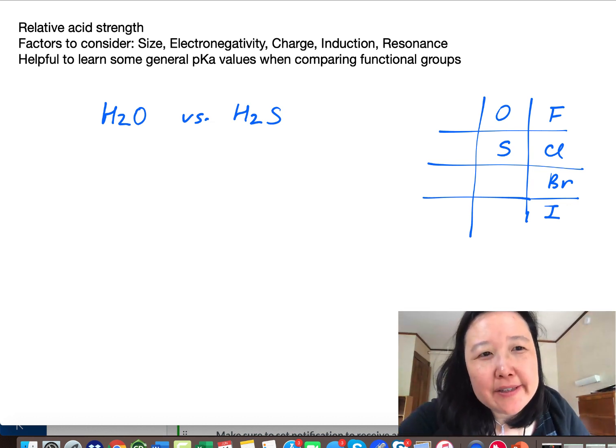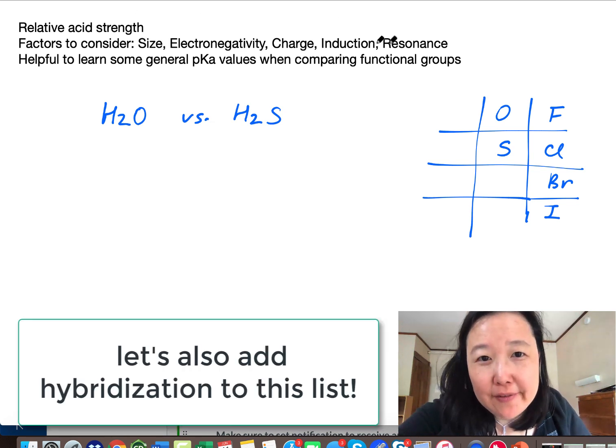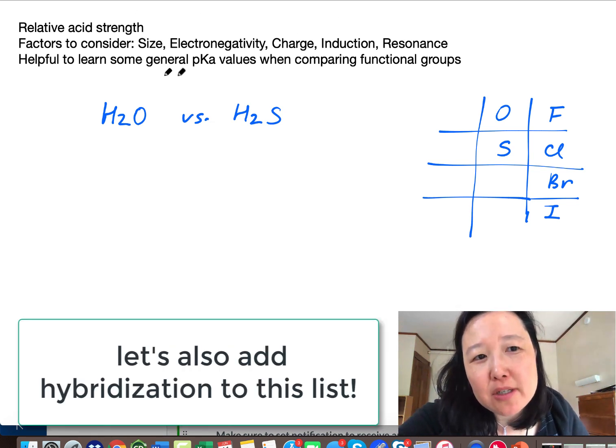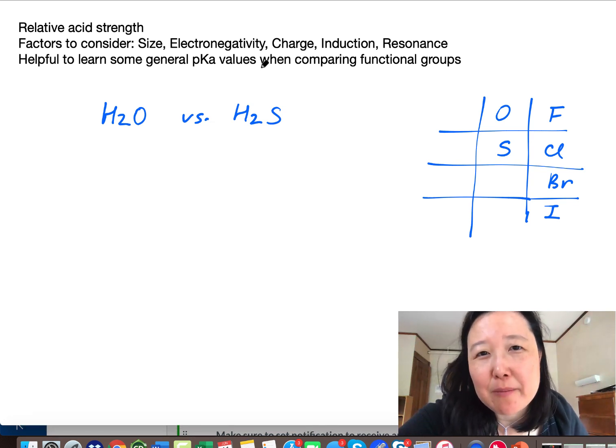So let's say that there are several factors that you want to consider, and I've written those out here. And I also want to show you some general pKa values, which I find helpful, especially when you're comparing multiple functional groups. So first, let's start with a question like H2O versus H2S. Which one is the stronger acid?